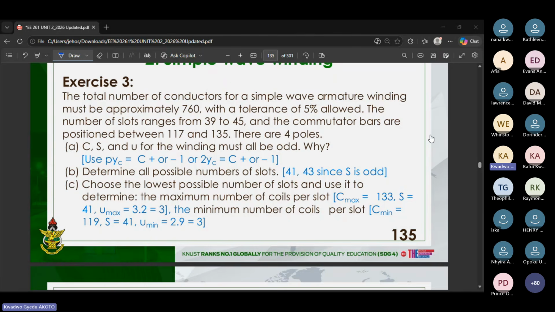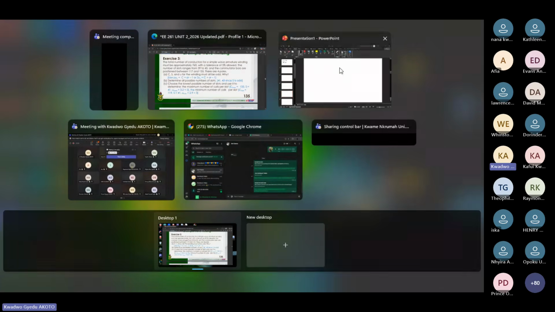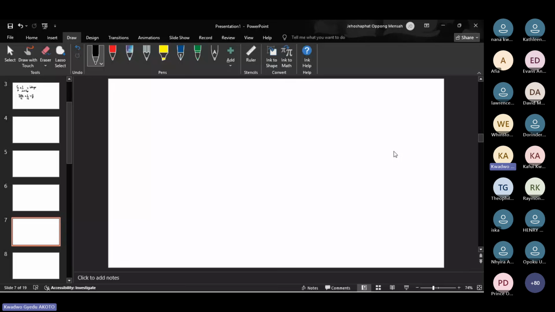Why? So we must explain why C, S, and U must be odd. Okay. Please, can I start with a solution? Yes, please. All right. Thank you very much.